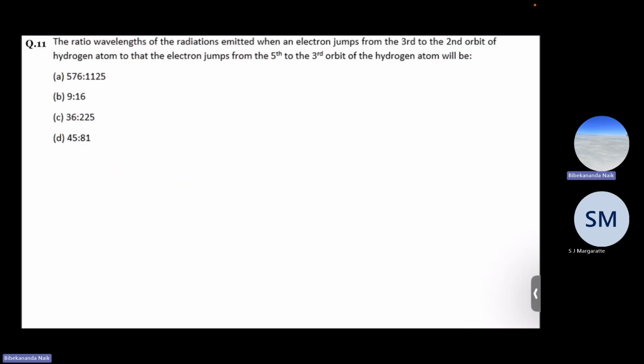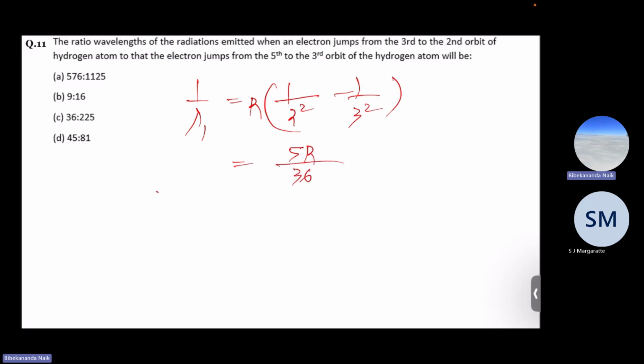It says the ratio of wavelengths of the radiations emitted when the electron jumps from third to the second orbit of hydrogen atom to that of the electron jump from fifth to the third orbit of the hydrogen atom will be. So it is again similar. So 1 by lambda 1 will be R into 1 by 2 square minus 1 by 3 square. So it will be 5R by 36, or lambda 1 is 36 by 5R.